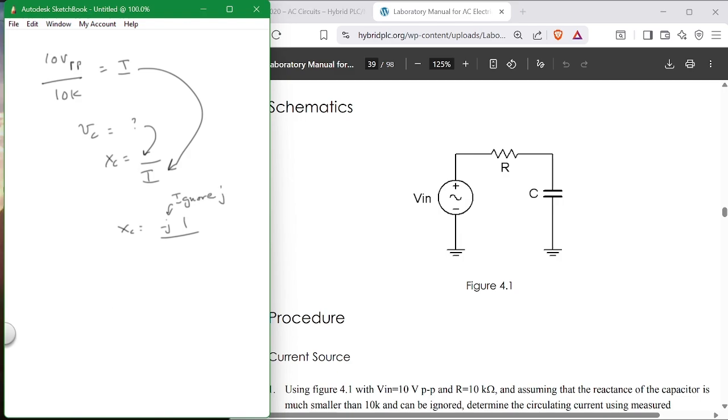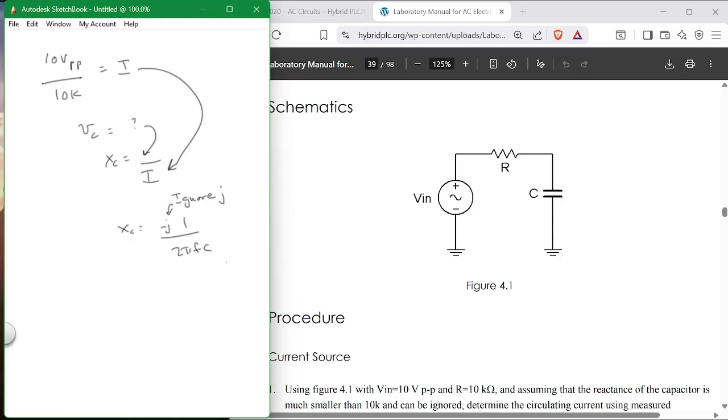Okay, you can ignore it. Sometimes you can, sometimes you can't, but today, there's a J in there. I know, but you can ignore it. So it's really 2 pi FC.